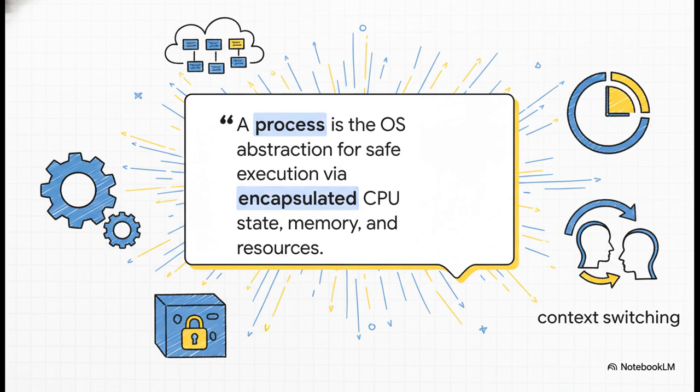Okay, so if you're going to walk away with one single sentence that wraps all of this up, maybe to ace that interview question, it would be this. A process is the operating system abstraction that allows programs to execute safely by encapsulating CPU state, memory, and resources, while the OS time slices the CPU between processes using context switching. Nailing every part of that sentence means you've got a rock-solid understanding of this.